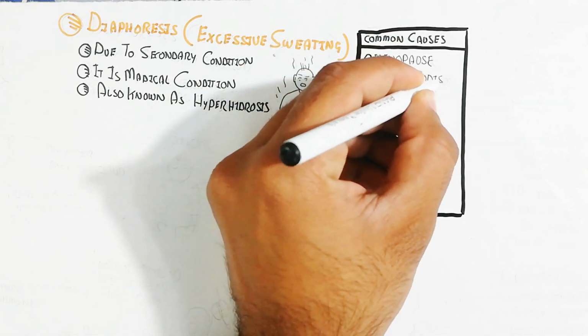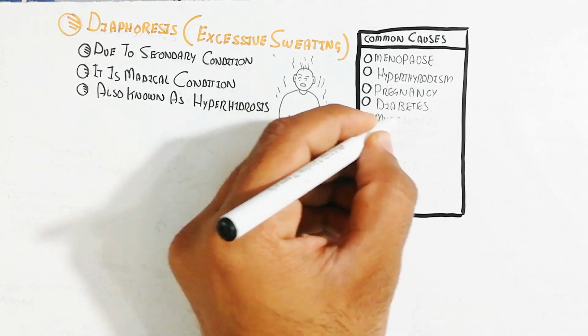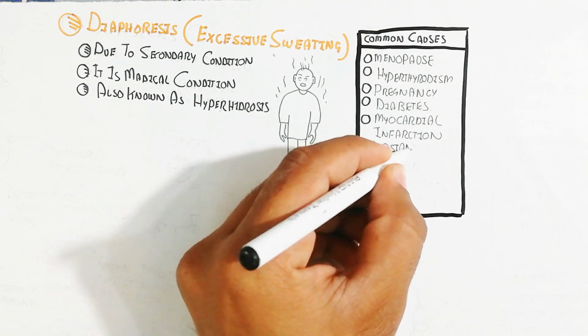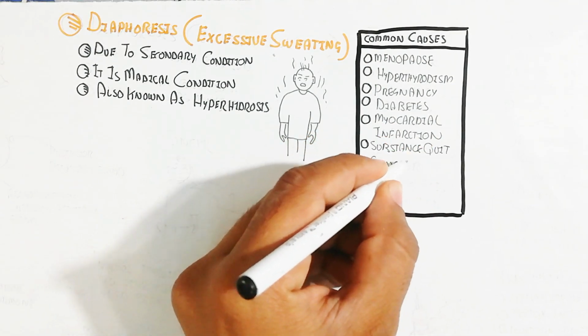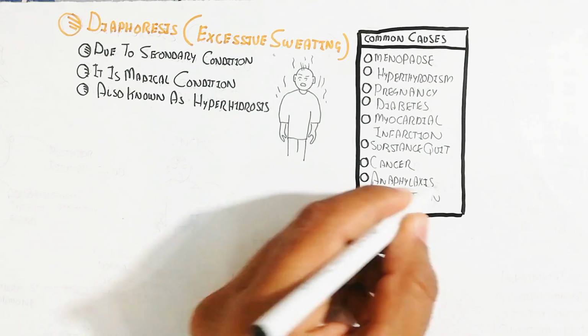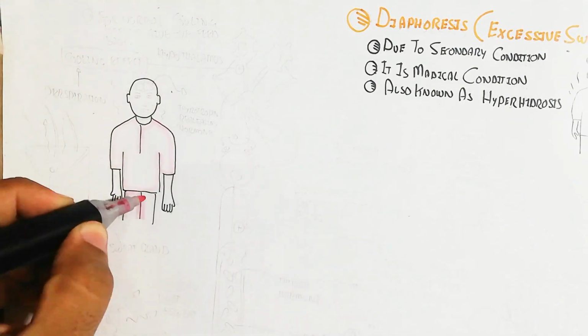The common causes of diaphoresis are menopause, which leads to high temperature; hyperthyroidism, which increases the temperature; pregnancy; diabetes, when the blood glucose is low; myocardial infarction; substance quit; cancer; anaphylaxis; and medication.